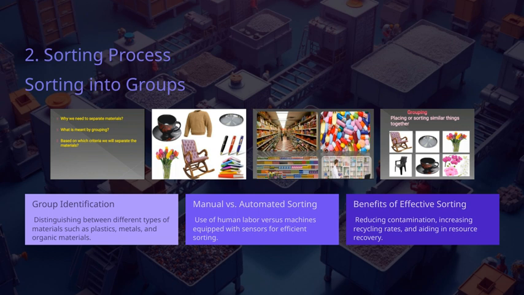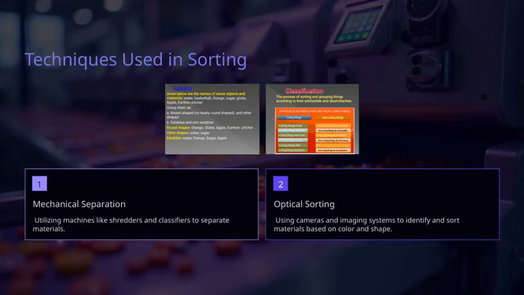The benefits of effective sorting are significant. It helps reduce contamination, which is crucial for producing high-quality recycled materials. It also boosts recycling rates and supports resource recovery, ensuring that we make the most out of the materials we collect. Overall, efficient sorting is a key step in the entire recycling process, helping us turn waste into valuable resources while protecting our environment.